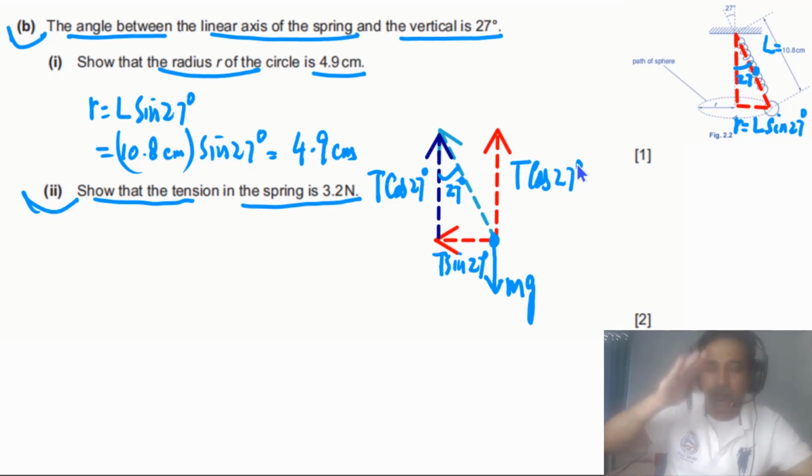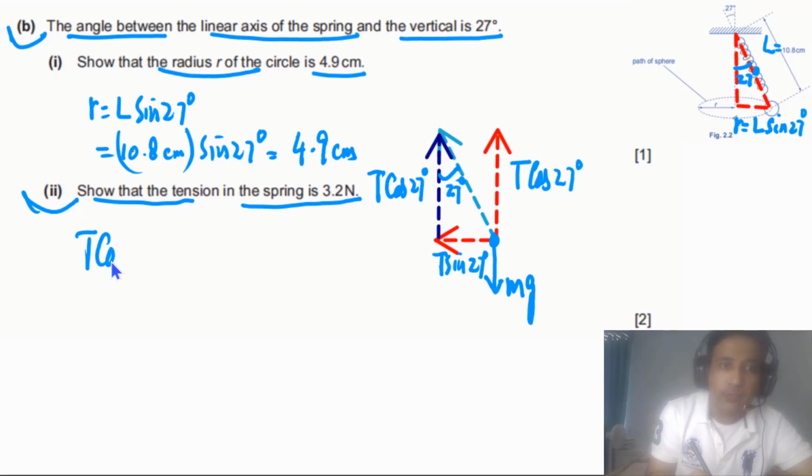This sphere is in equilibrium, it means forces along vertical are balanced, but the sphere is moving in a horizontal circle, so it means forces along horizontal are not balanced. So the resultant force on the sphere is this one, and this force is providing centripetal force. But for this case we need to find the value of tension only, so we can look at forces along vertical.